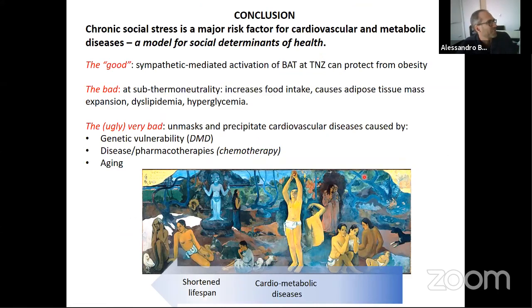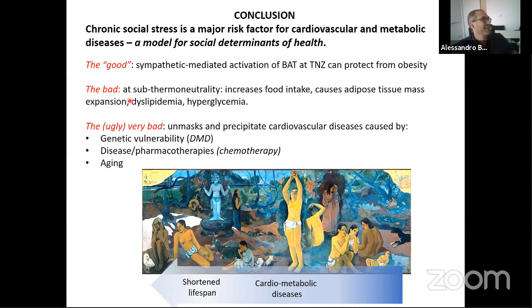So in conclusion, I know I present a lot of data, but I hope that the key point of this presentation is really that we should look at stress in a very complex physiological and molecular manner. It's a major risk factor for cardiometabolic diseases. The good, if you want, although this is really not perfectly good, is that this sympathetic activation under certain conditions can protect from obesity.